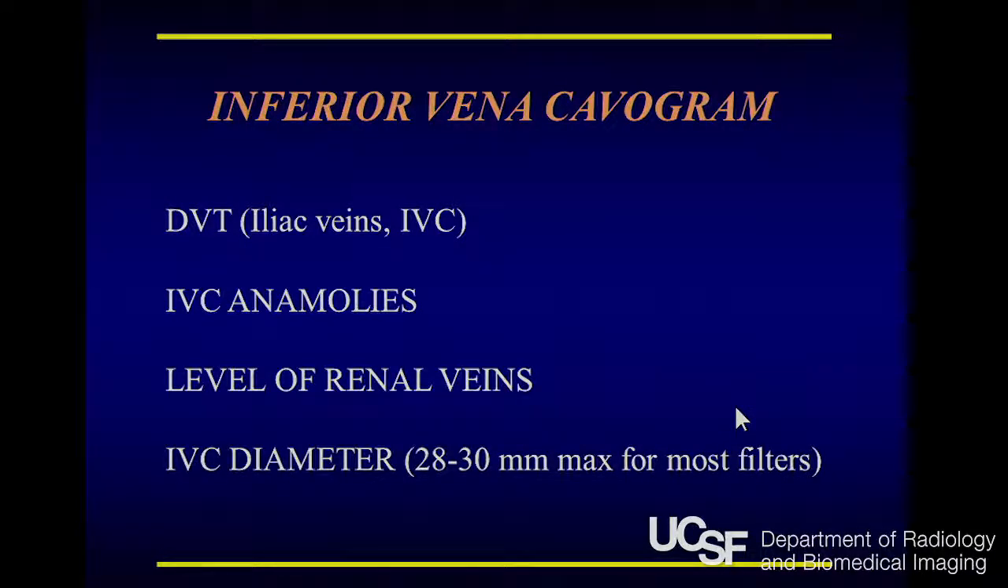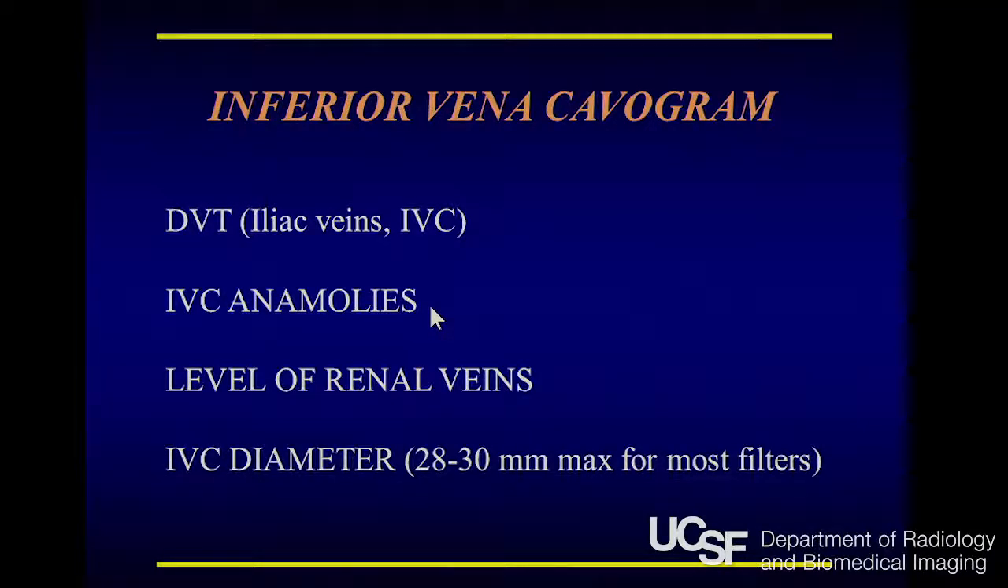Before a filter is placed, we always do an inferior vena cavogram, and in that cavogram, we're looking for thrombus in the iliac vein and the IVC. We can do this from the jugular. We often place filters from a jugular vein, advancing the catheter down into the lower part of the IVC, and making sure that we eliminate any evidence of clot in the IVC.